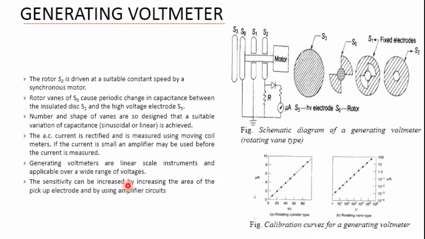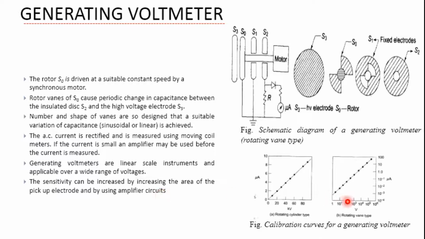The sensitivity can be increased by increasing the area of the pickup electrode and by using an amplifier circuit. The instrument is calibrated using a potential divider or a sphere gap, because we need to make sure that the value we are going to measure is within the range and accurate. The meter is linear and its range can be extended by extrapolation.